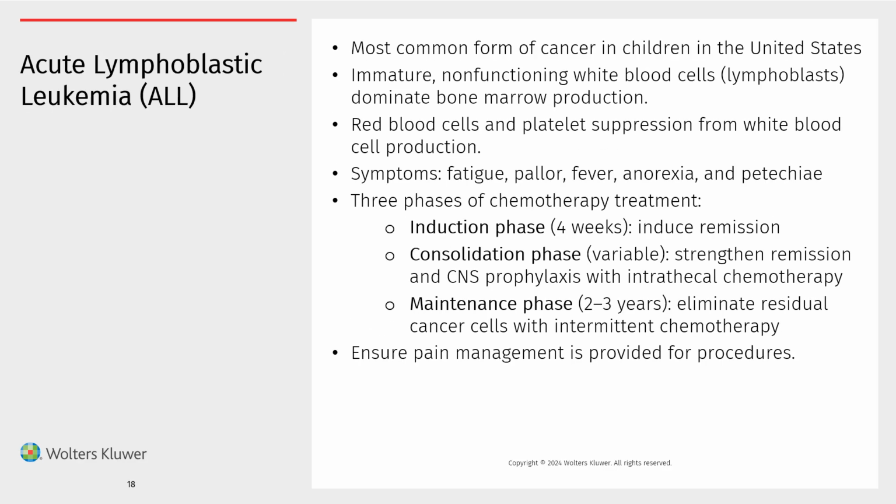So our first disorder here is acute lymphoblastic leukemia, ALL. It is the most common form of cancer in children in the United States. Immature, non-functioning white blood cells or lymphoblasts dominate bone marrow production. They're not mature enough to do their job. Red blood cells and platelet suppression from white blood cell production. Symptoms are fatigue, pallor, fever, anorexia, and petechiae. Okay, so notice that those symptoms look like a whole lot of other things. So at the very beginning, it's hard to diagnose ALL just based on symptoms. There are 3 phases of chemotherapy in treatment: the induction phase, consolidation phase, and the maintenance phase. And you can read some details here. We want to ensure that pain management is provided for all procedures.